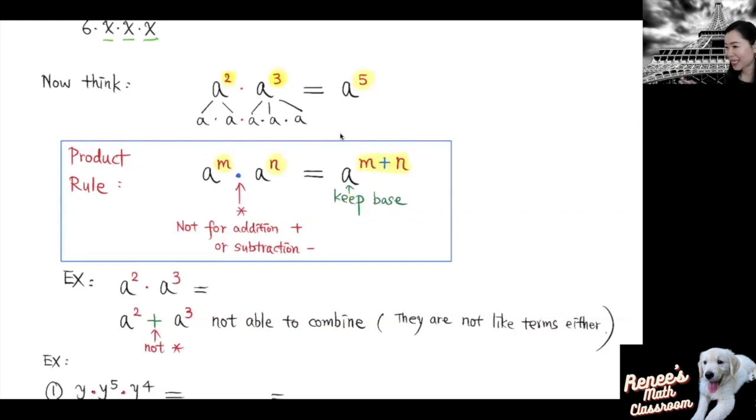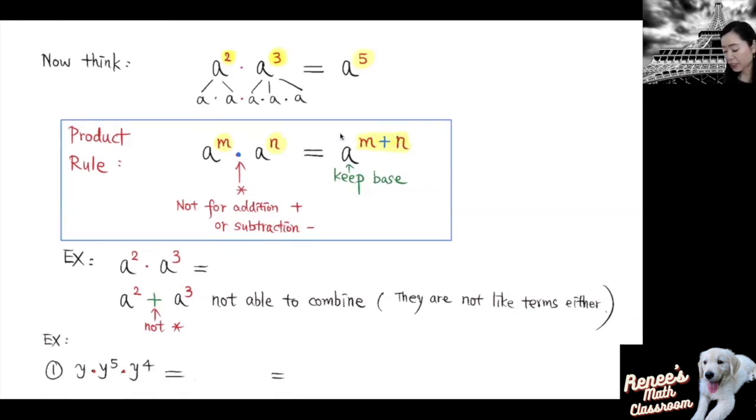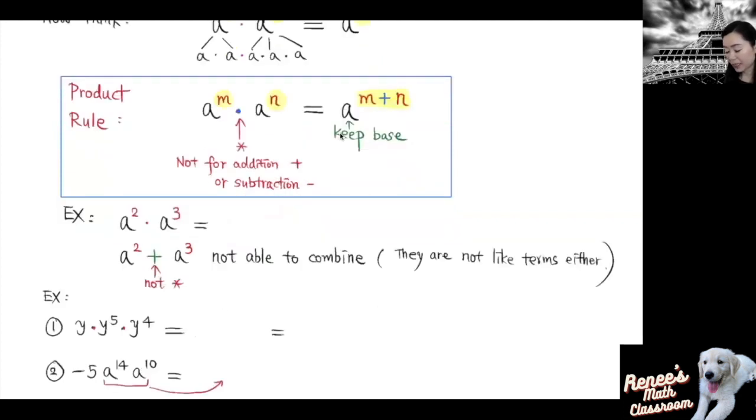So they're kind of like co-workers. They're side by side, okay? And then you add the exponents over here, okay? Notice that this doesn't apply for addition or subtraction. So only when it's multiplication in between. For example, a squared times a cubed is a to the fifth power. However, a squared plus a cubed, you're not able to combine them. This is not multiplication, and also they are not like terms either, right?